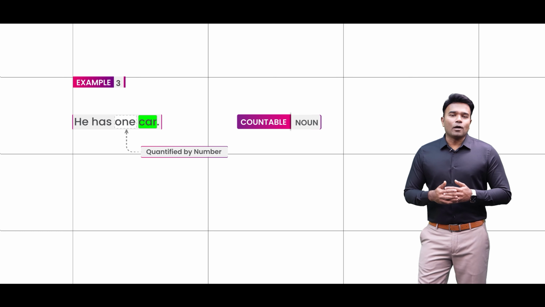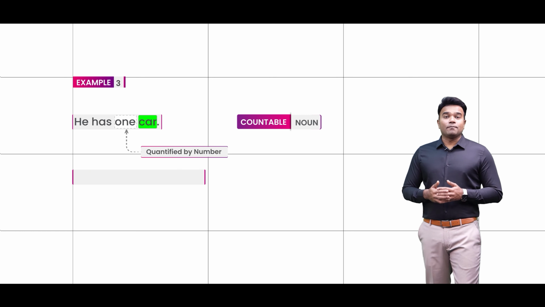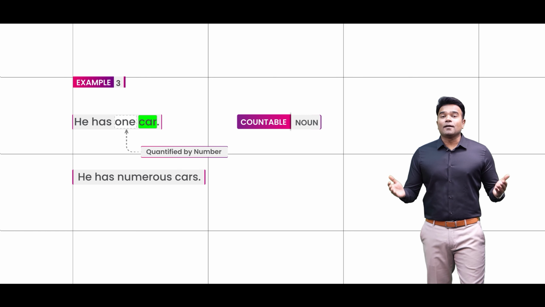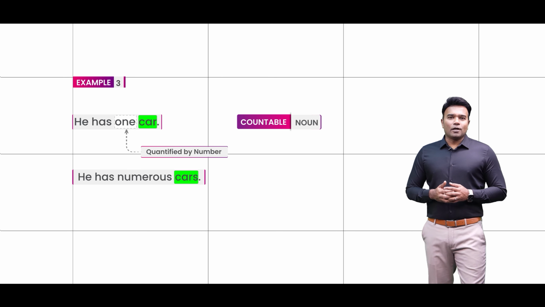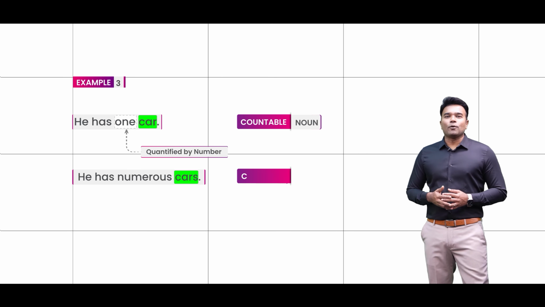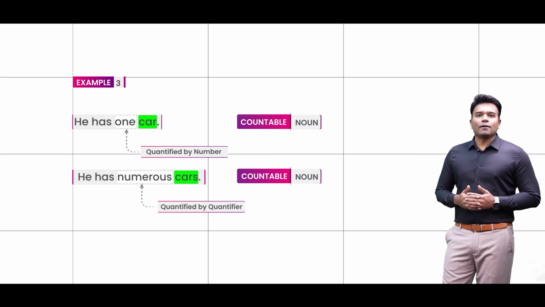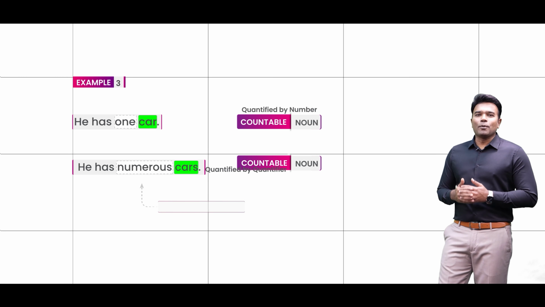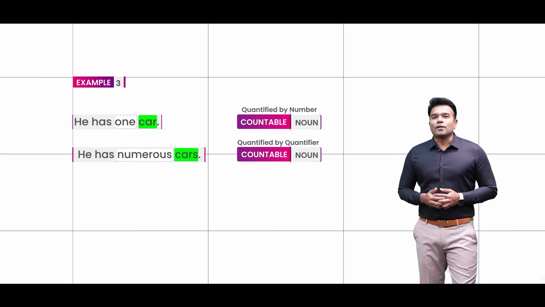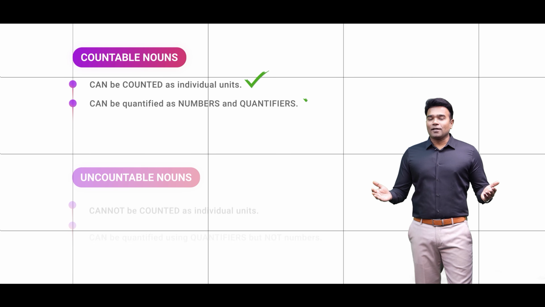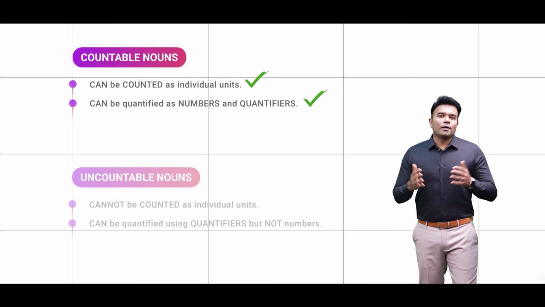But then we can also quantify it like this. He has numerous cars. Well, you know that cars here also happens to be a countable noun, just that it is now being quantified by using a quantifier. After all, the word numerous happens to be a quantifier. In other words, I am sure that now you understand both of these points perfectly well.